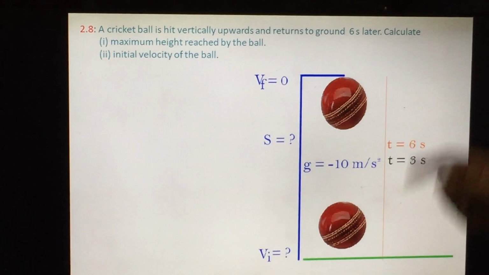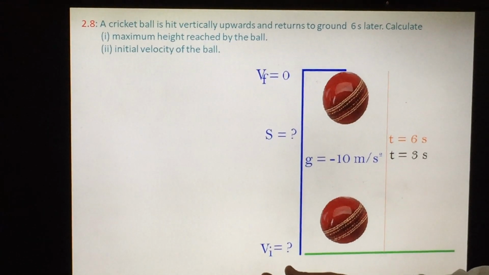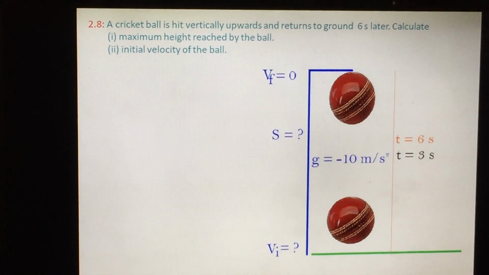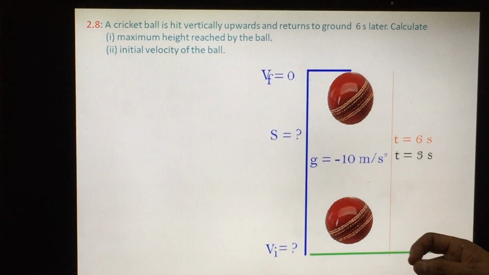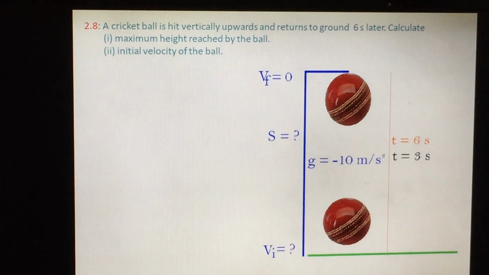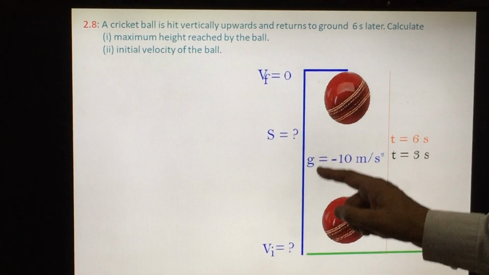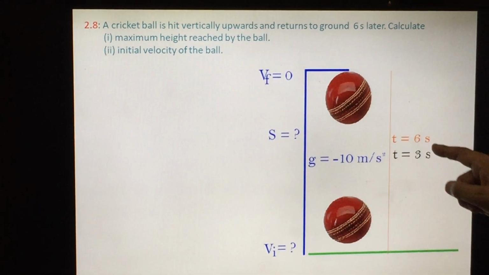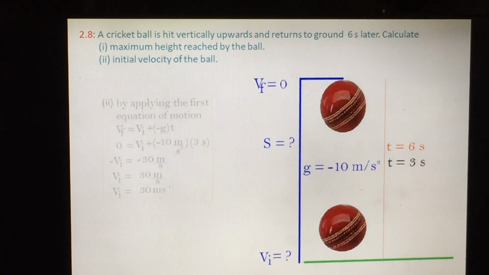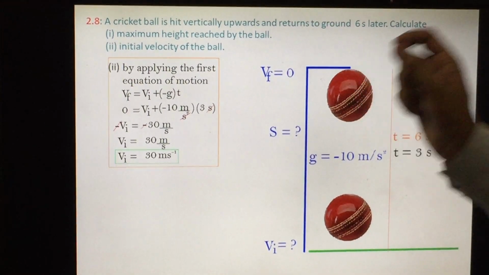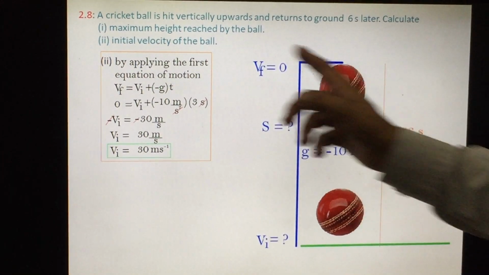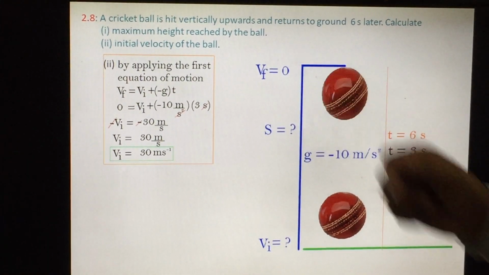First of all, we are going to calculate the velocity. Why? Because if we have the initial velocity and final velocity, then we can easily use the second or third equation to find the distance. So let's see the second part first. Initial velocity: we have gravitational acceleration, we have 3 seconds to go up, and we have the final velocity. So by applying the first equation of motion, Vf is equal to Vi plus Gt, and G is negative, that's why there is a minus G, right?